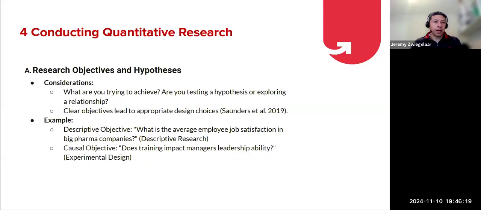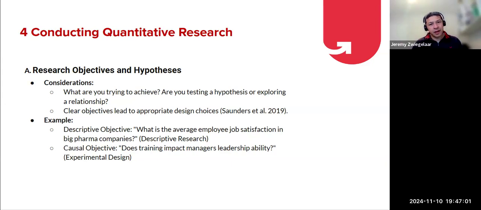Okay. So what are you trying to achieve? Are you testing or exploring relationships? Develop your designs, and here are some examples of what it might look like. You need to think about what the average employee job satisfaction is in big pharma companies. That's descriptive. Why? Well, it describes the employee job satisfaction in these companies. It's not looking at a more defined or nuanced approach. It's not talking about work-life balance, and it's not looking to predict anything in this case.